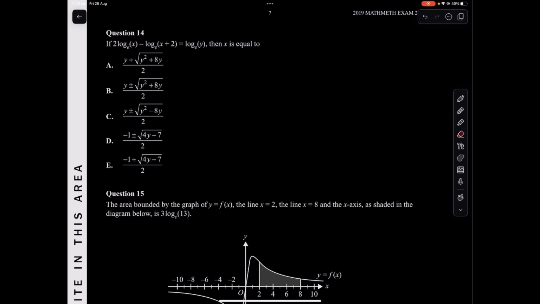Which one would it be? So y plus y squared plus 8y. Looks like A is your answer. A lot of students would pick B because it looks right, but the problem is you are taking the negative, which we don't want to take, because y must be greater than 0 because it's inside a log.